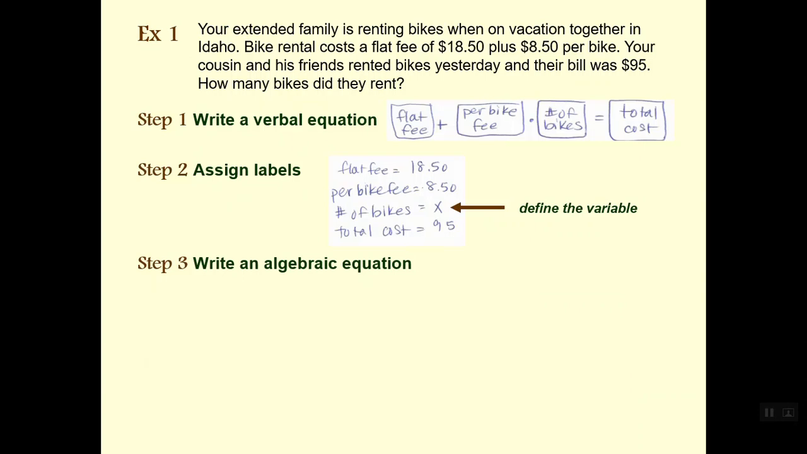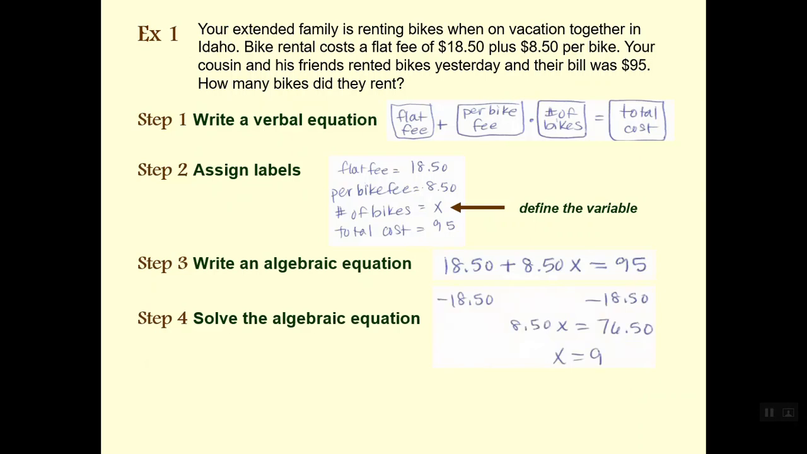After that, we're going to write an algebra equation. And this is super easy if you know how to read, because all you're going to do is match up each of the labels with each of the pieces of the equation and write them down. And now we've got an algebra equation. Look at that beautiful equation right there. The next step is to actually solve it, and we're going to learn how to do that, so you don't need to worry about that quite yet.